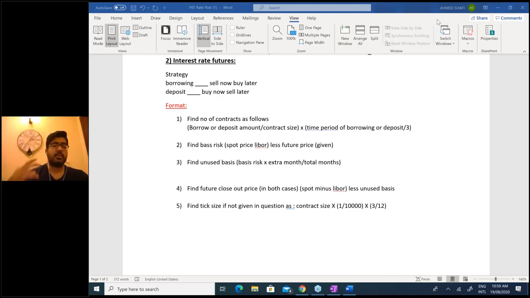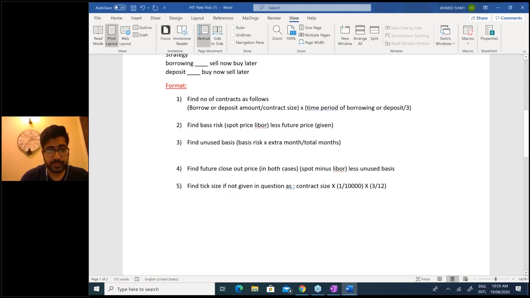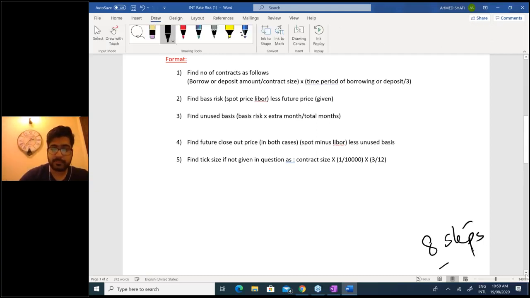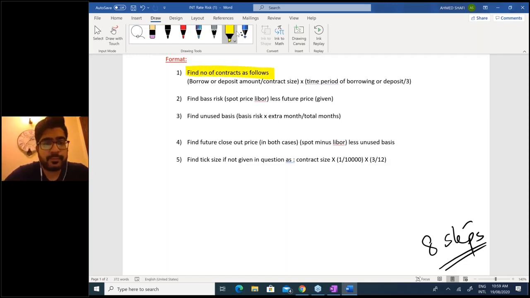Okay. So what is the format of interest rate futures? Step one. Interest rate futures requires 8 steps to be shown in exam. The first step, find number of contracts. What is the formula of number of contracts? It's borrow or deposit amount over contract size, into time period of borrowing or deposit over 3.